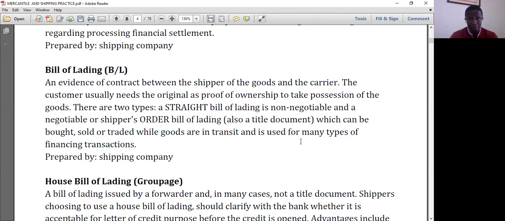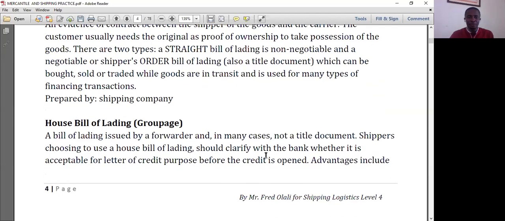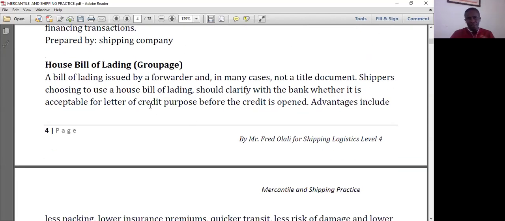So a straight BL, if it is written to Anthony Kariuki as the owner of those goods, you can't change it. It remains Anthony. But with an order BL you can have what is called a notifying party on it. Which means that goods can be sold even along the way, and you change the party there, the notifying party. Then we have another category of BL. It's called a house bill of lading.